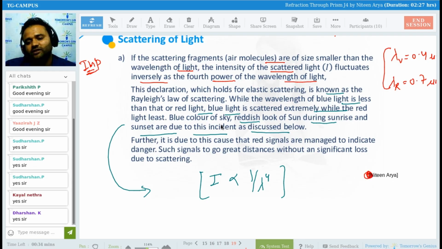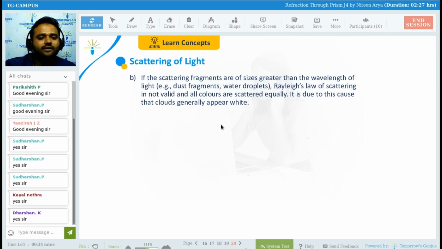Why do we make red color a danger sign? Because it is not scattered even over large distances. It can be seen easily from a few, 2-3 kilometers. Scattering of light, the second important point.